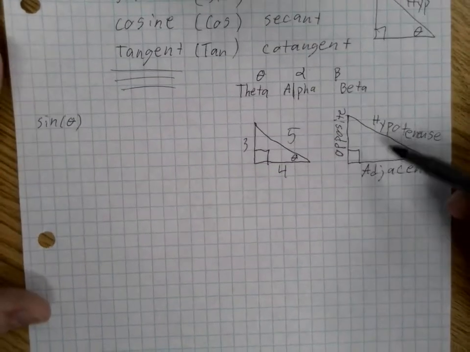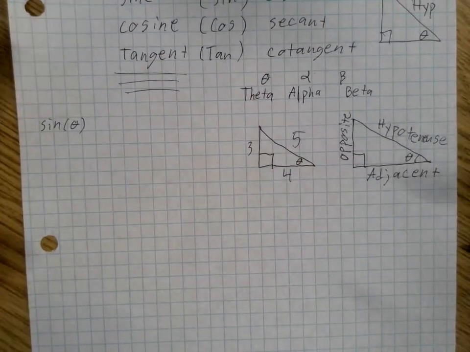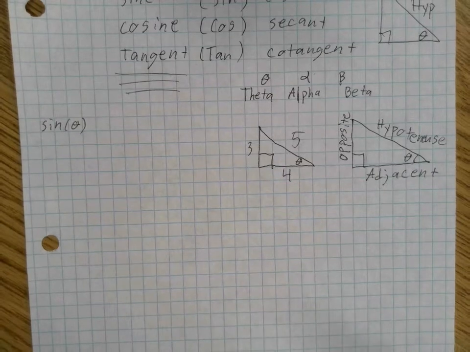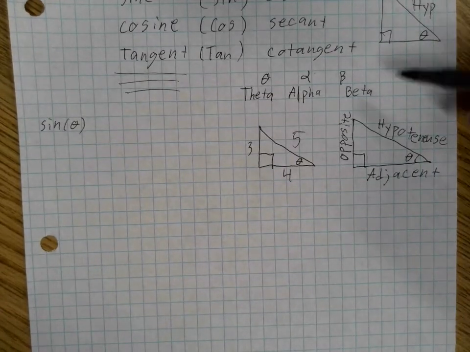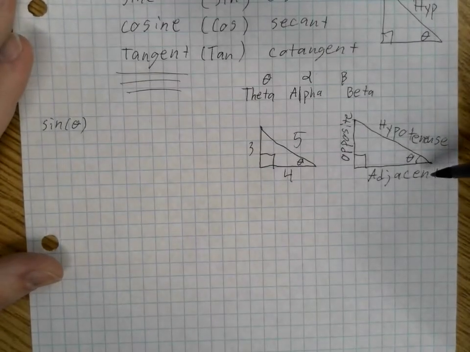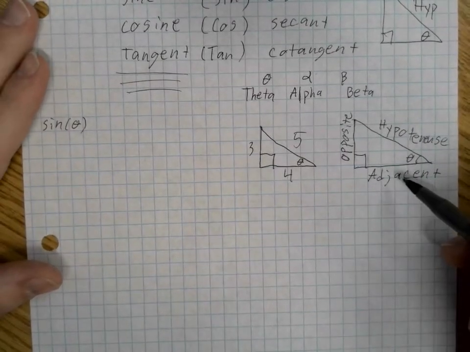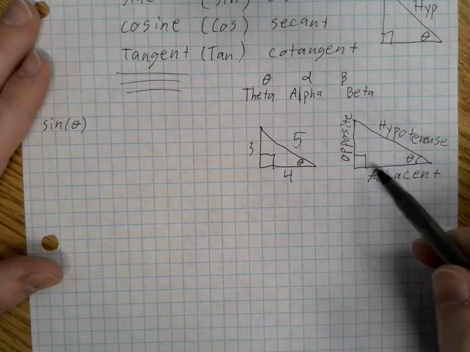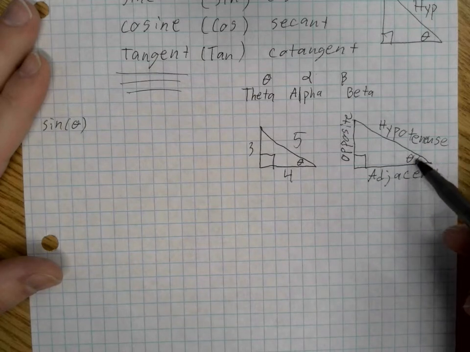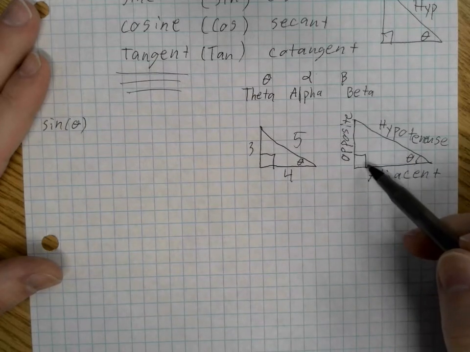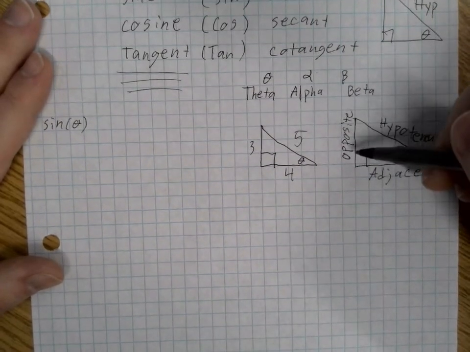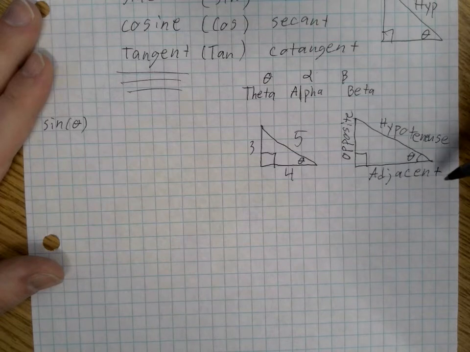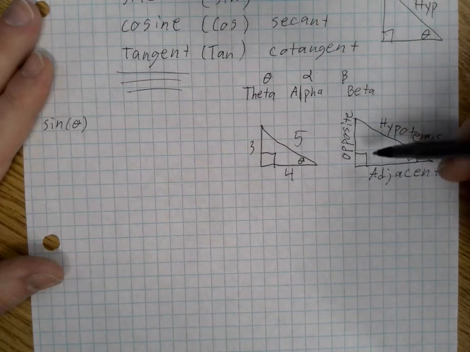So these are the three side lengths that we're going to have to focus on understanding first. Like I said, the hypotenuse is always across from the 90. The adjacent is always touching the reference angle and the 90-degree angle. And the opposite side does not touch the reference angle at all. It only touches the 90, but never the reference angle.